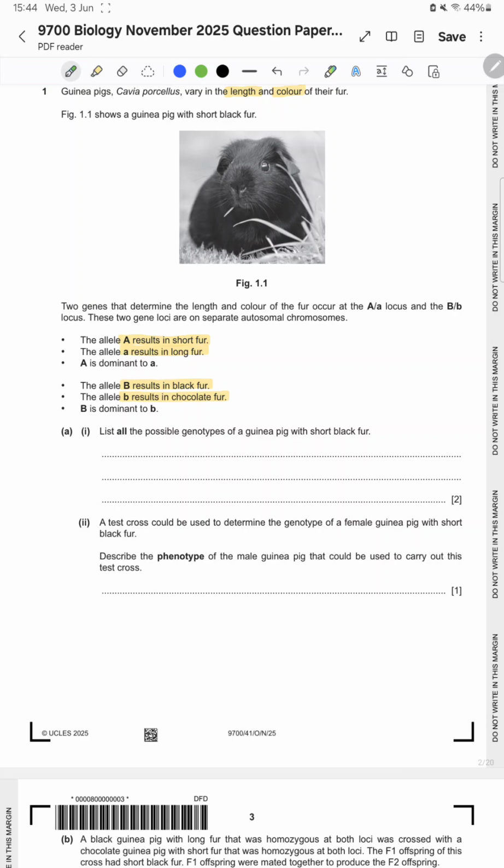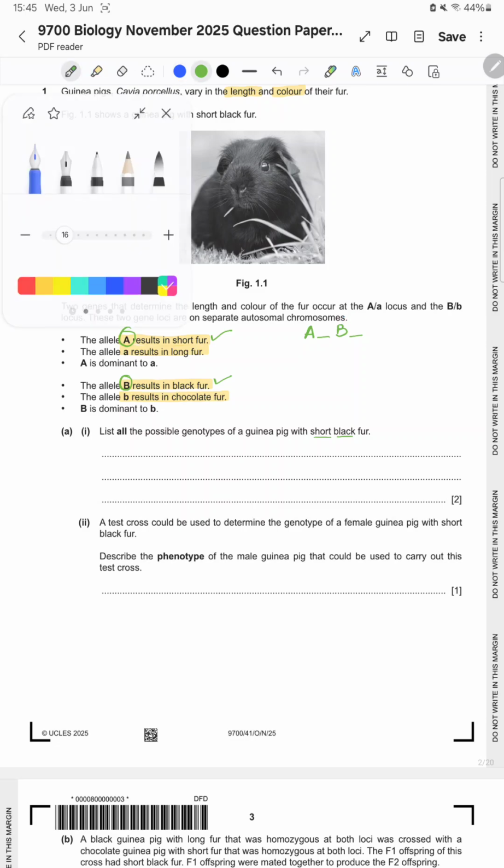Now, the first question is: list all the possible genotypes of the guinea pig with short black fur. So if you can see it here, short and black. Short is the dominant trait and black is also the dominant trait in both the genes. So we are talking about the genotypes of the dominant ones. The capital A has to be there and capital B also has to be there, right? And we have to point out all the possible genotypes. So I believe there can be 4, as you can see over here.